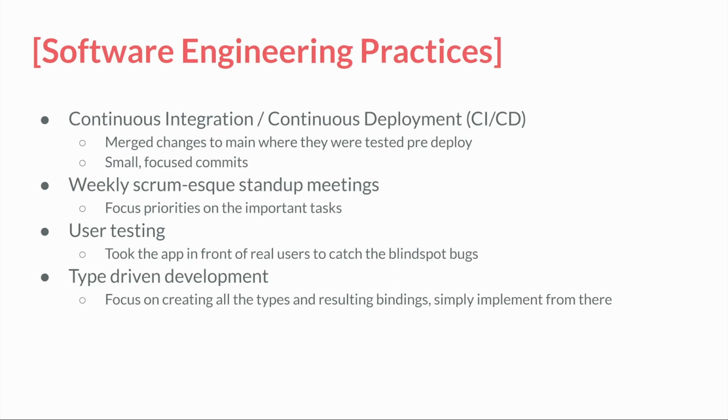Next, we'll go over some software engineering practices. For how we did our version control, we did kind of a CI/CD workflow where we did small focused commits that were continuously merged into main, tested, and then deployed whenever we deemed ready. What this allows us to do is move quickly without having to do too much overhead of pull request reviews. And since we're doing small focused commits, we often do them in mob programming sessions. So we kind of review the code as we write it.